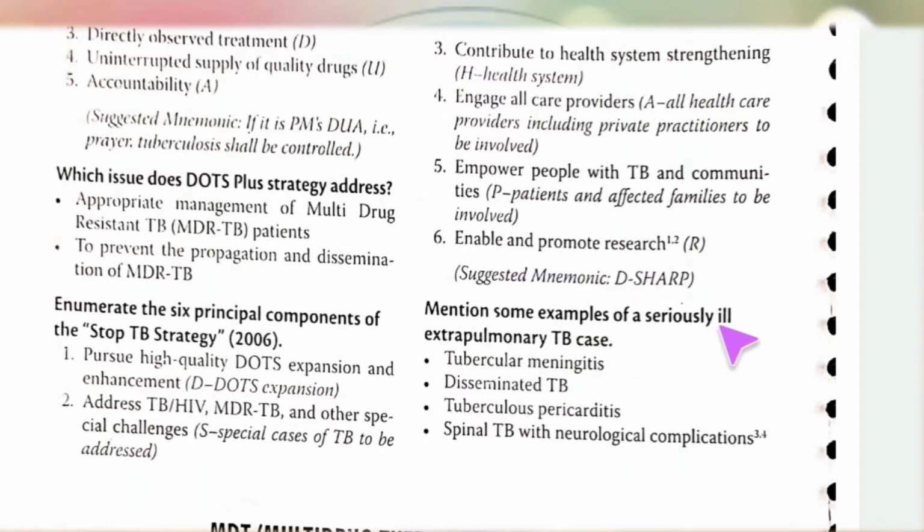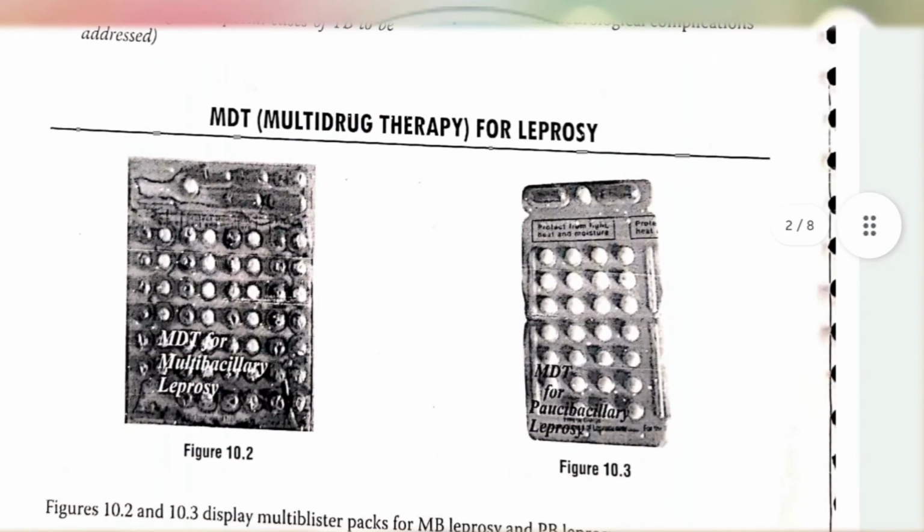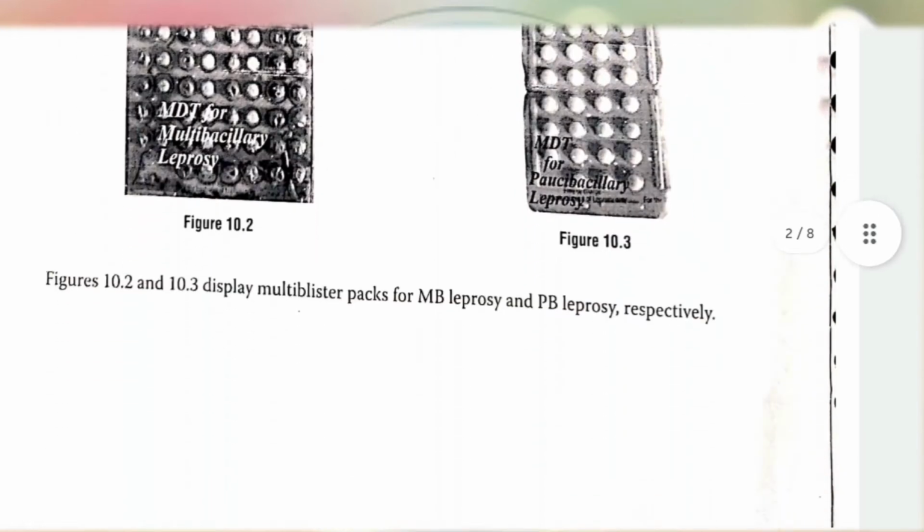Then mention some examples of seriously ill extrapulmonary TB case: tubercular meningitis, disseminated TB, tuberculous pericarditis, spinal TB with neurological complications. So these are the extrapulmonary TB, but they are seriously ill. Now coming to the MDT, multi-drug therapy for the leprosy.